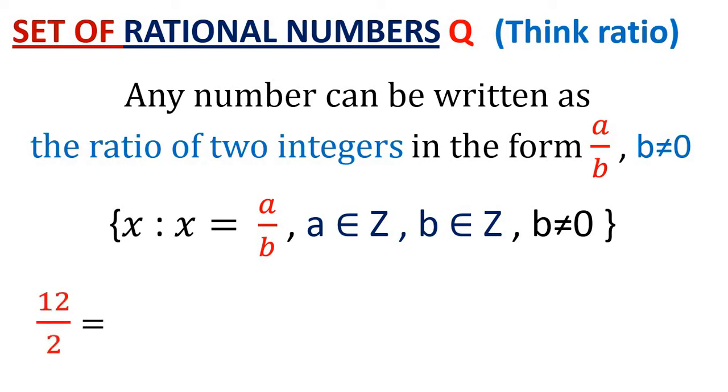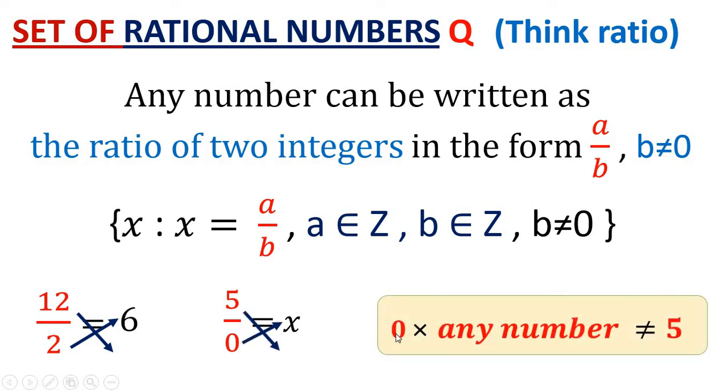An example: 12 over 2 equals 6. 12 over 2 is a rational number and 6 is an integer. So 2 times 6 equals 12 and 12 times 1 equals 12. But in this example, 5 over 0. 5 over 0 equals what? We don't know. If we multiply 0 times x, it equals 0. So 0 times any number equals 0, but not equal to 5.